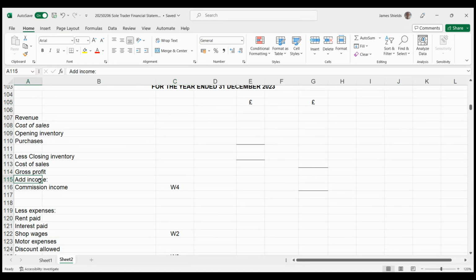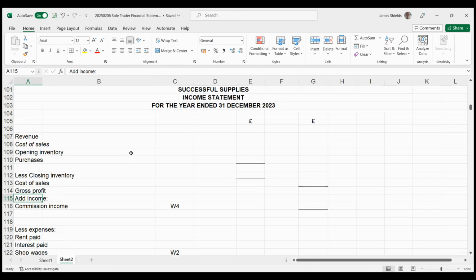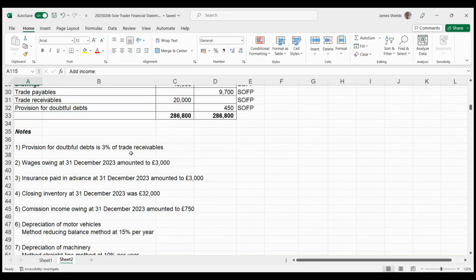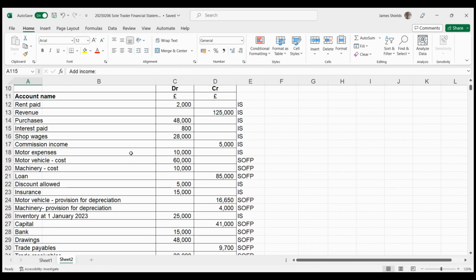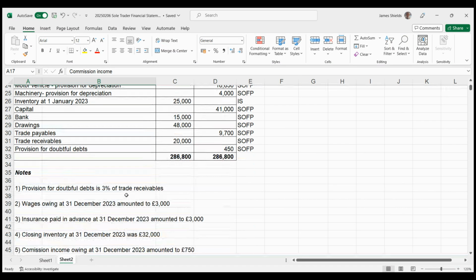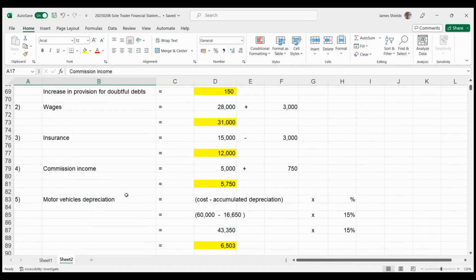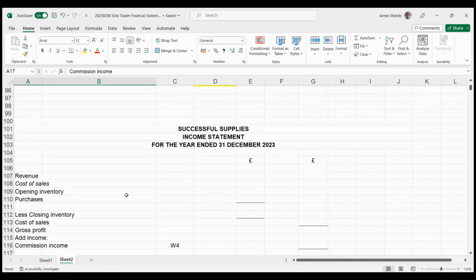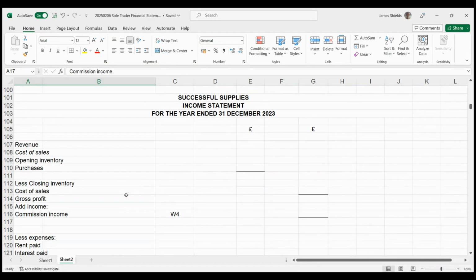Gross profit, add income. So I look to see what other income we have in this question. The only other income, again, is this commission income. So I'm not going to write things like rental income, discount received or anything. I'm just going to put commission income.